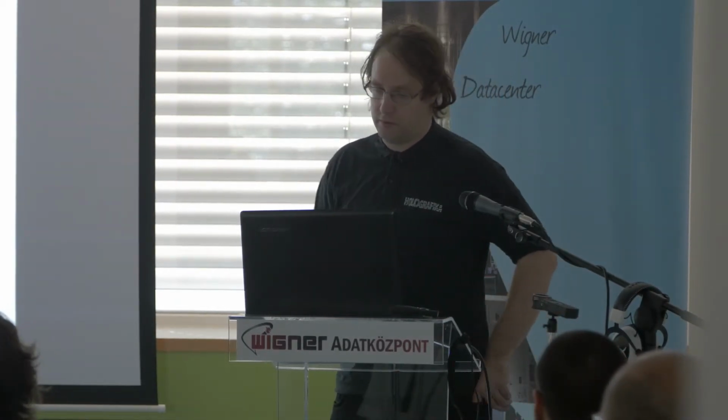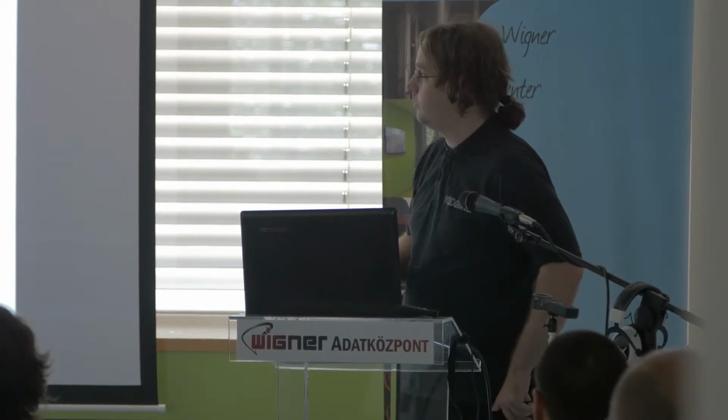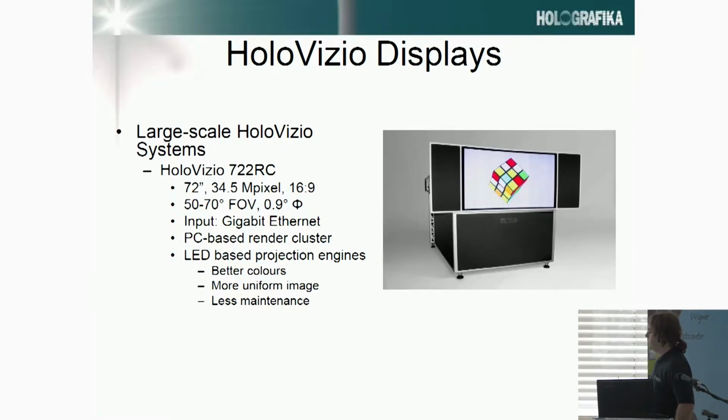Okay, I would like to introduce a couple of our systems. I will go over this very quickly. So we have the 722 RC, which is a 72-inch display, which features a cluster. And now we come to the original topic of this conference. The cluster, incidentally, has a couple of GPUs, which we are going to put to work very soon in the talk. And it has LED-based colors, so it has a nice uniform image and is also very bright.